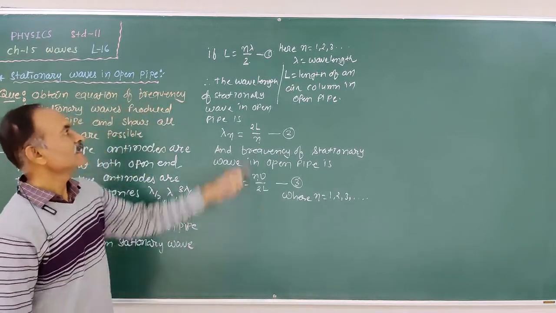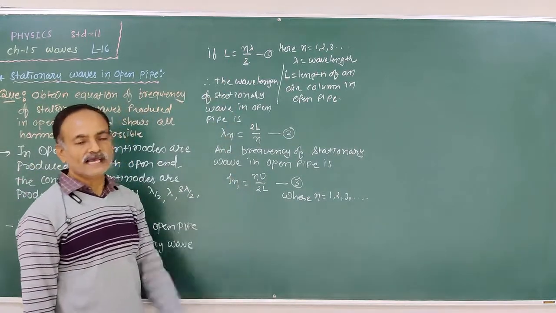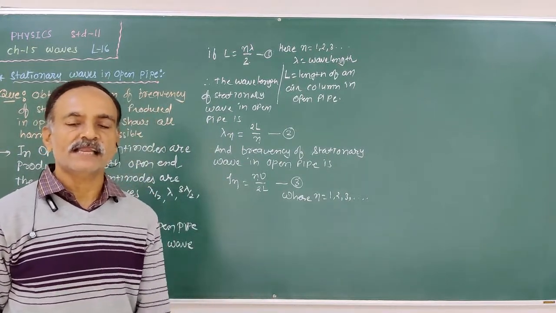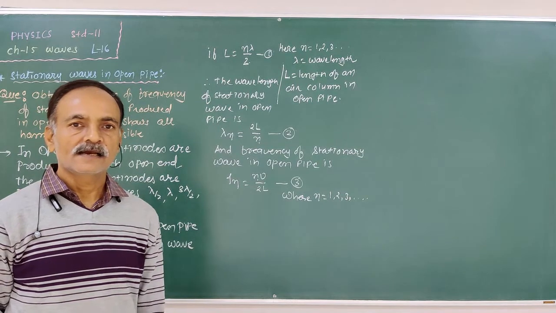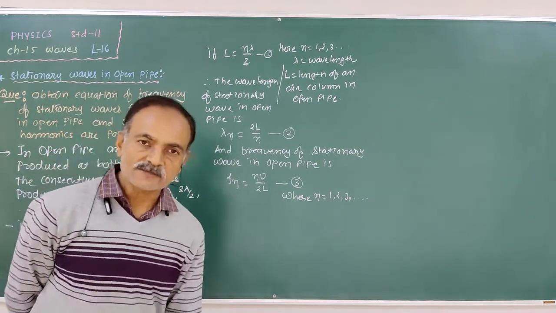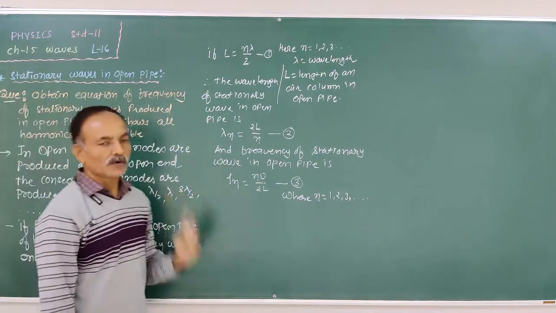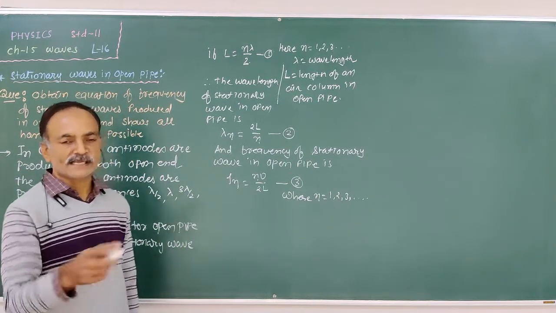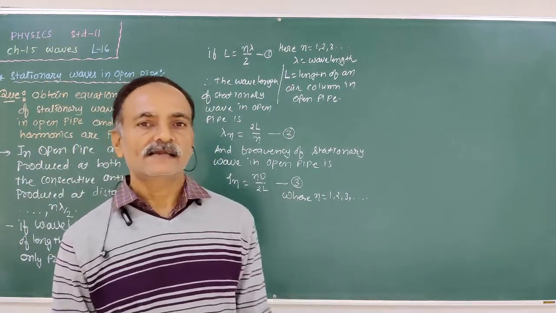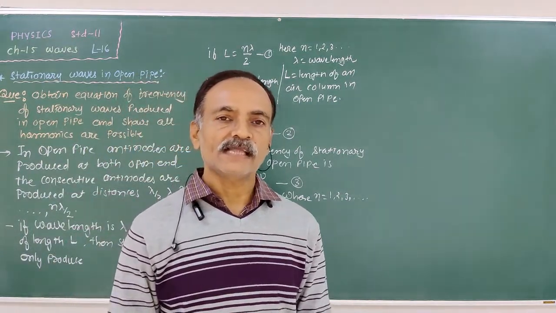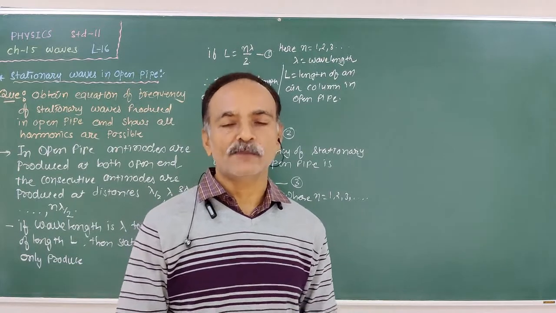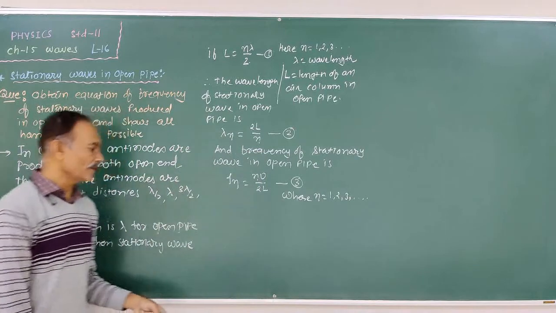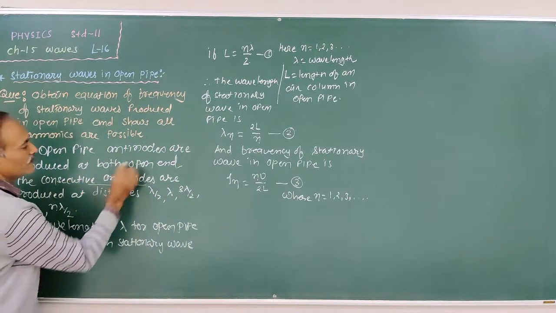Okay, now listen. These equations are similar to those we already obtained for the frequency, wavelength and length of a string. The stationary waves produced in a string tied at both ends are a similar situation. In a string, both ends are tied with rigid supports, which means nodes are produced at both ends. While in an open pipe, both ends are open, therefore antinodes are produced at both ends.